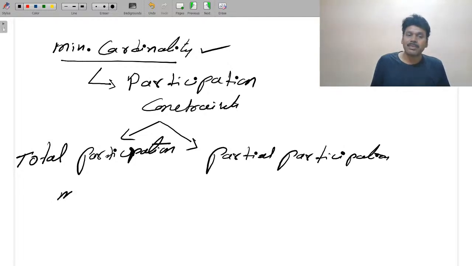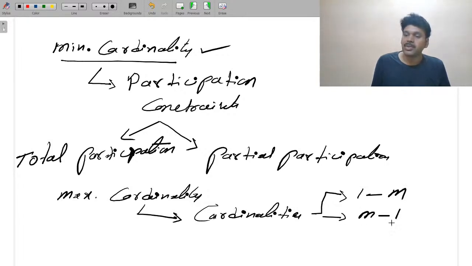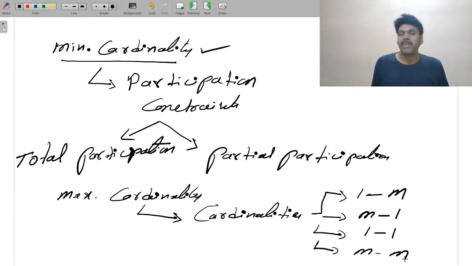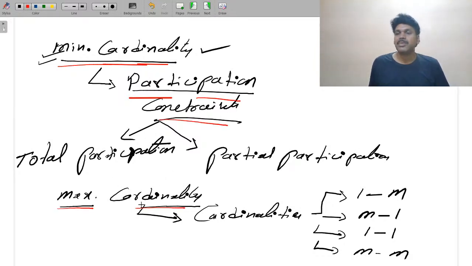If you look at maximum cardinality, the maximum cardinality is decided by whom? Cardinality only. Mapping cardinalities. What are the types there? We learned 1 to many, maximum I am talking. Many to 1, maximum I am talking. 1 to 1, maximum I am talking. M to M, maximum I am talking. So minimum is decided by the participation constraints. Maximum is decided by the cardinality ratios, friends. Don't get confused. Minimum is decided by the participation constraints. Maximum is decided by the maximum cardinality.